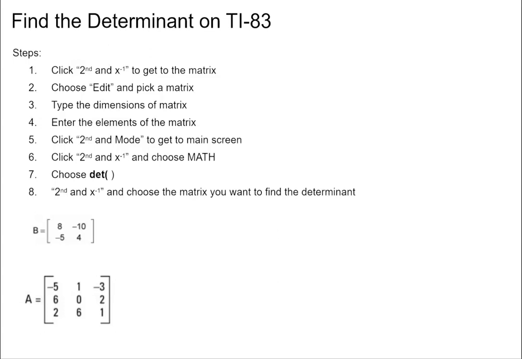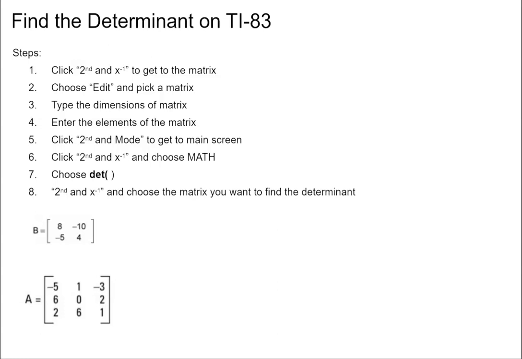In this video, we're going to show how to find the determinant on a TI-83. But before I show you how to do it on the TI-83, I'm going to share how you can solve it without your calculator. So I have two matrices down below. I have matrix B and matrix A. Matrix B is a 2 by 2.